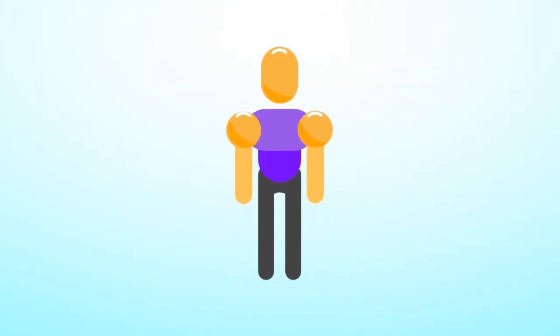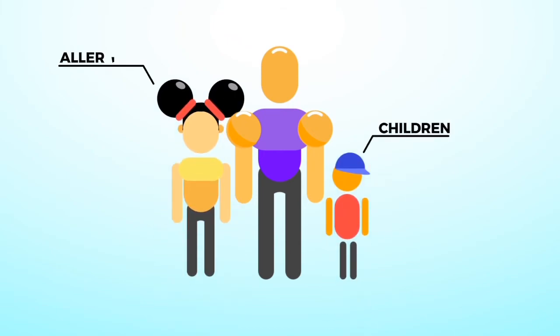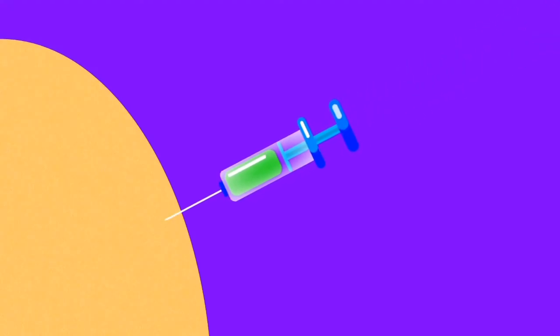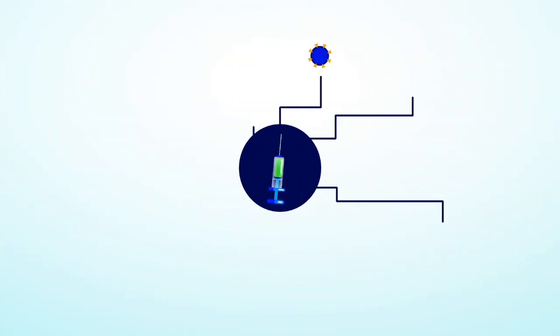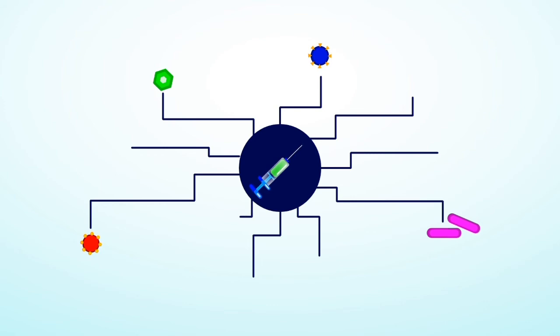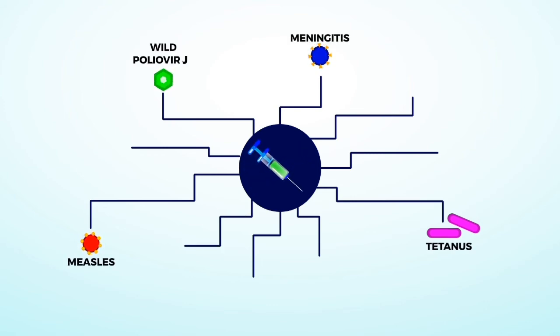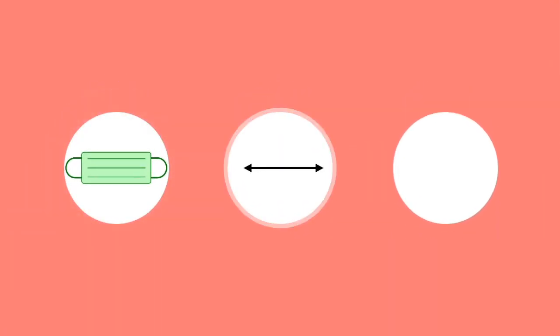Vaccinating not only protects yourself, but also protects those in the community who are unable to be vaccinated, if you are able to get vaccinated. Throughout history, humans have successfully developed vaccines for a number of life-threatening diseases, including meningitis, tetanus, measles and wild poliovirus. During this pandemic, wear masks, follow social distancing and get vaccinated.